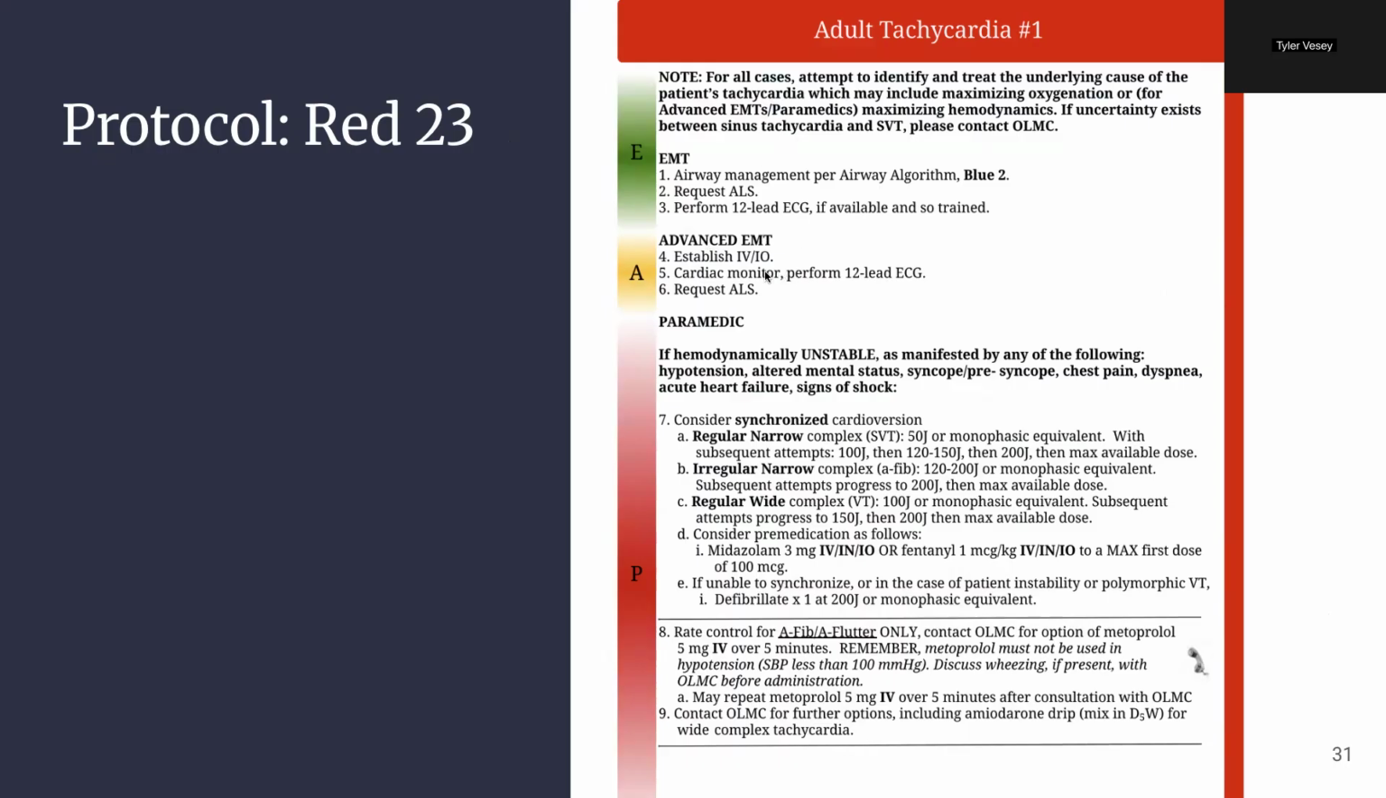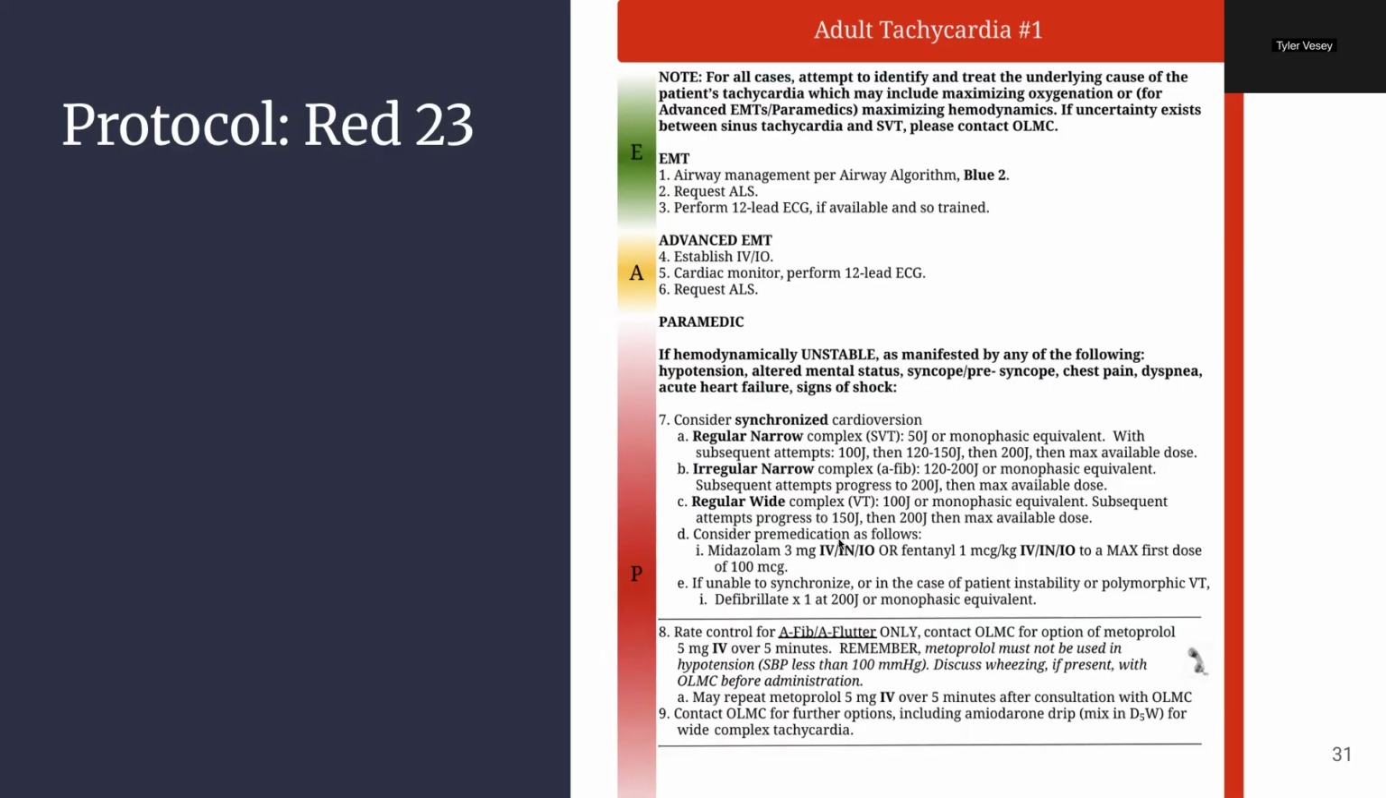For advanced providers, IV or IO access so we can readily push meds. It doesn't say it, but fluid is probably a good start for a lot of these patients experiencing tachyarrhythmias. Perform your 12 lead ECG and get a medic on the way. Not going to hit this too much, because we went over the whole stable versus unstable and our dosages. Basically, all these ramp up to 200 when it's all said and done for synchronized cardioversion.